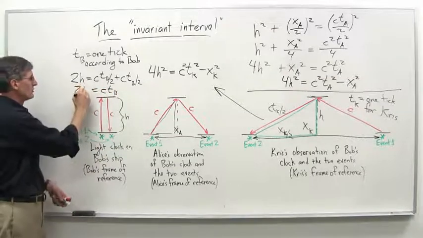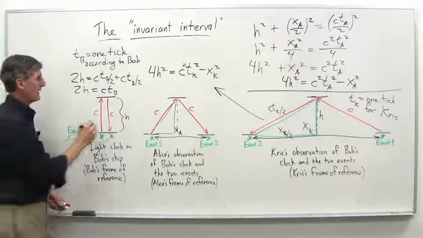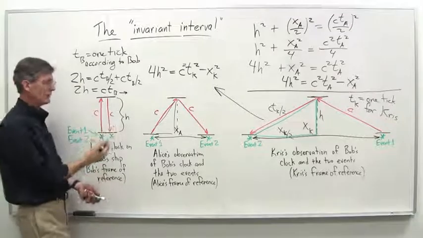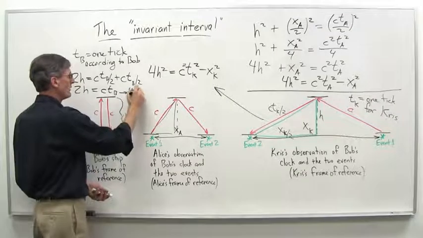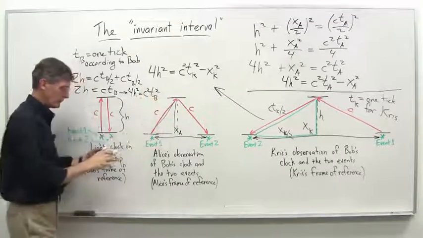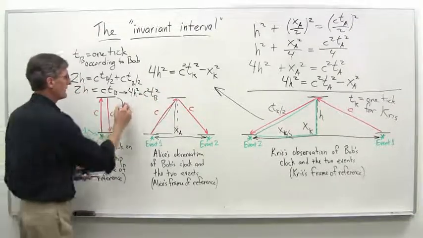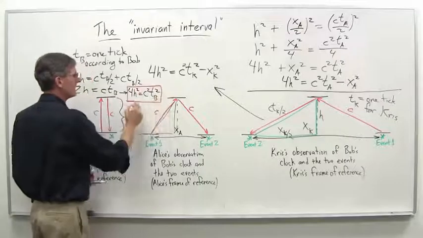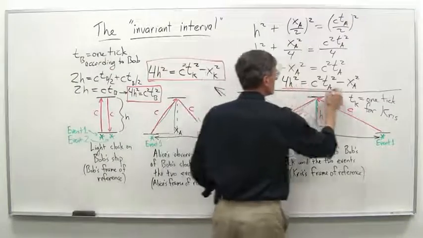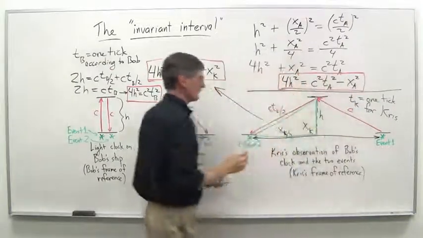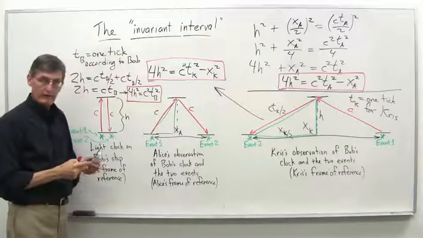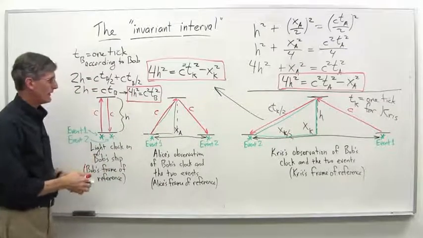So we've got 2h equals c t sub b. If we square each side, which we can do since everything is positive here, we get 4h squared equals c squared t sub b squared for Bob. So let's highlight these. This is Bob's, this is Chris's result, and this is Alice's result. Note how I've written them. You may have hopefully caught on by now what's going on here, or have an idea.